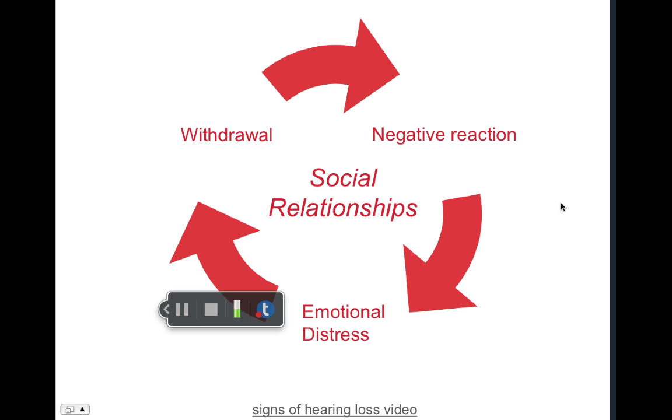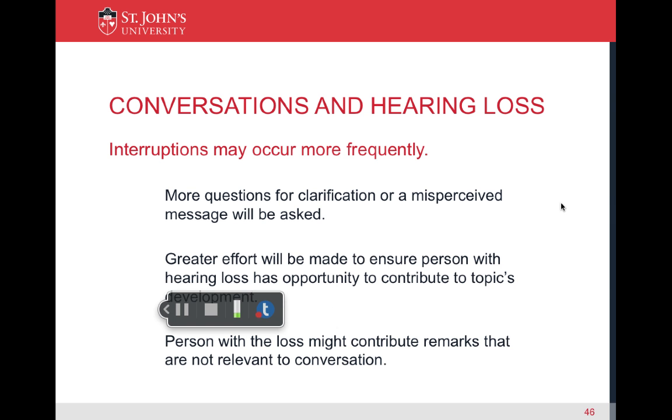Okay, so it can be very hard to have a hearing loss, and it affects not just the person with the hearing loss, but also their family. So what happens when you have a conversation with a person that has a hearing loss? Well, interruptions are going to occur more frequently. There are going to be more questions for clarification or misperceived messages. There's going to be a greater effort to ensure that all people with hearing loss have the opportunity to contribute to the topic's development. And the person with hearing loss might contribute remarks that are not relevant to the conversation.